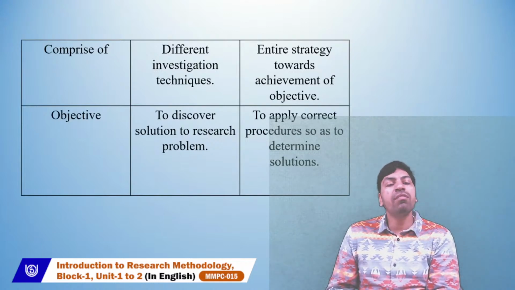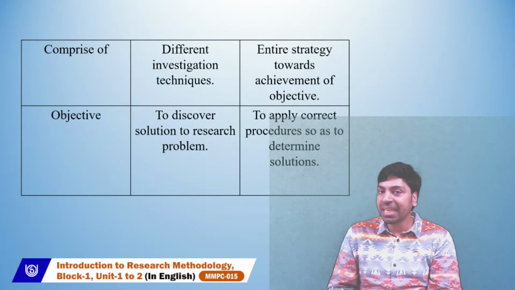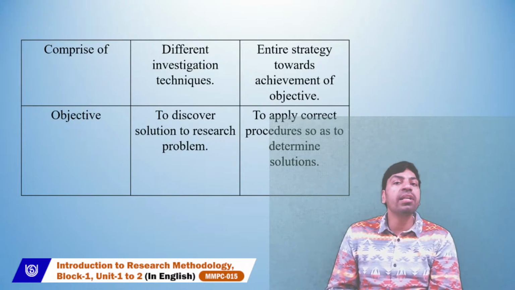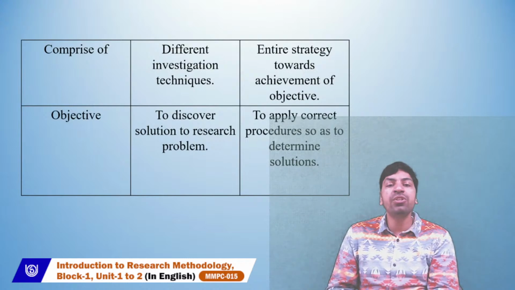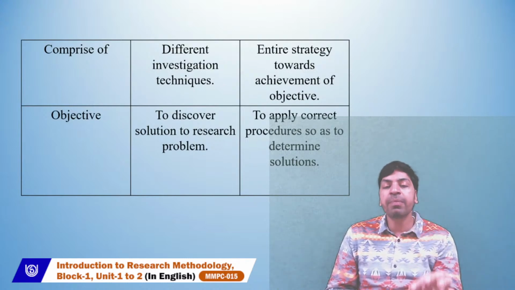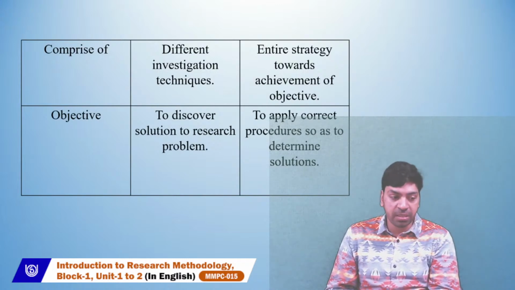Research method adopts the different investigation tools and techniques, but research methodology adopts the entire strategy of how to achieve the objectives and what is needed to achieve them.